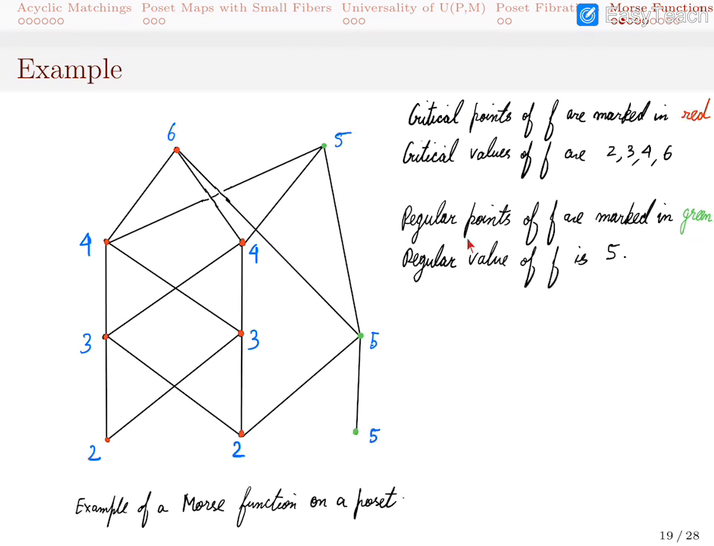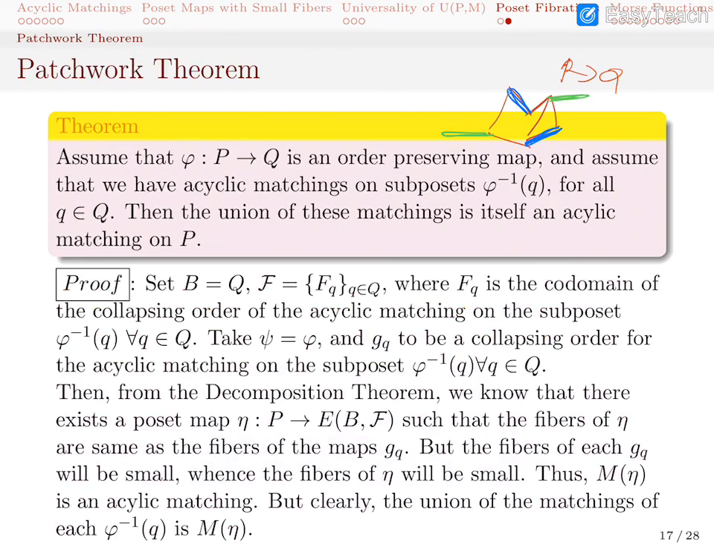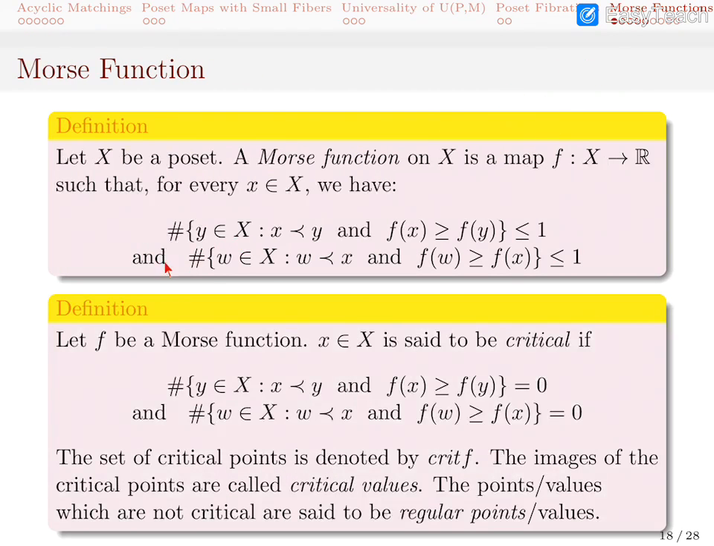Well, so yes, indeed these are critical and these are regular. Next, I will define a special kind of Morse function. A Morse function f from X to R is said to satisfy the exclusion condition if for every regular point x in capital X, exactly one of the following holds. So in this setup, you want exactly one of these to be 1.